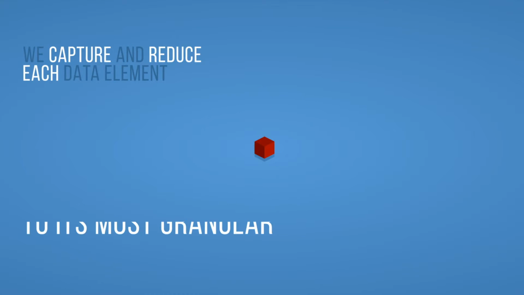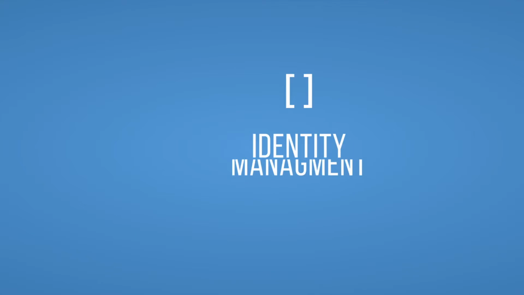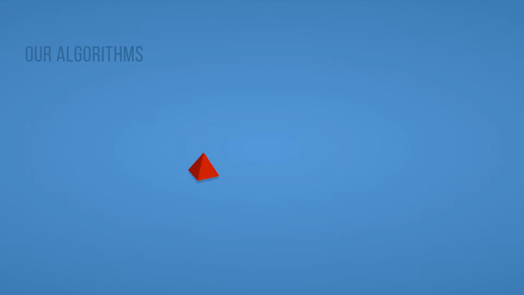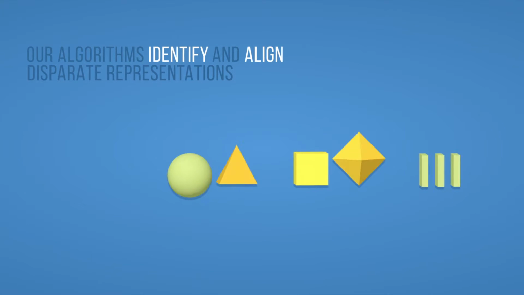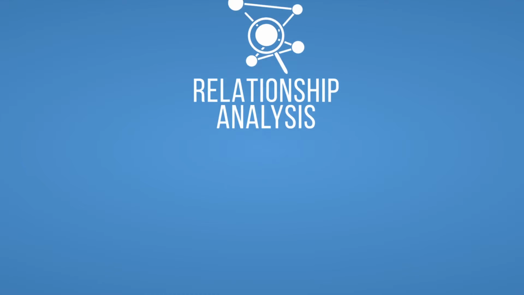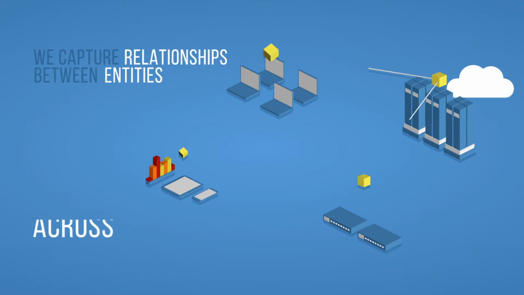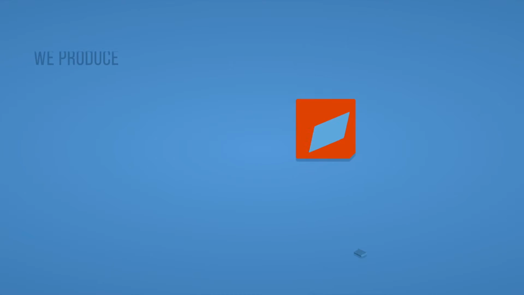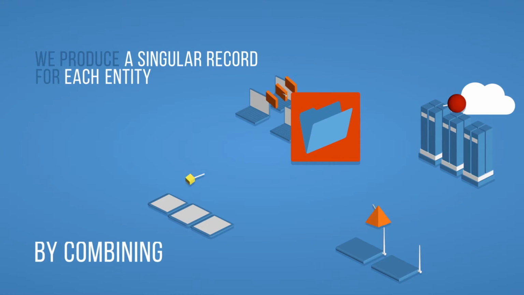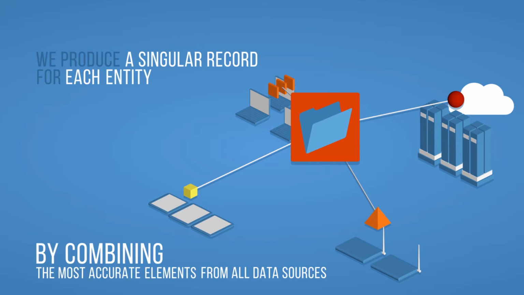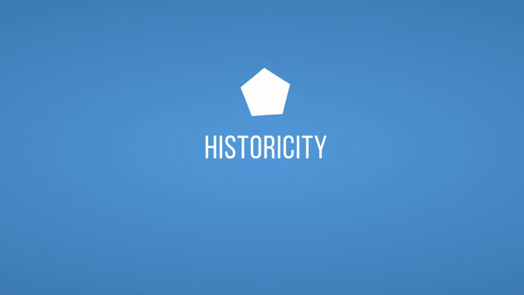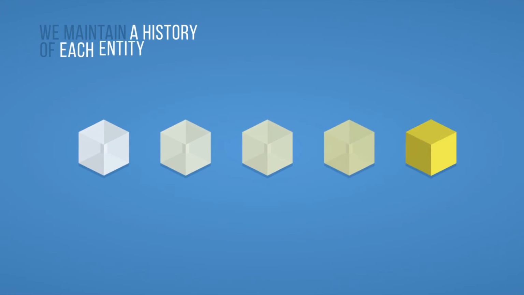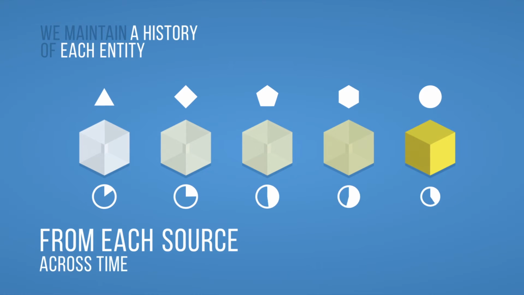Atomization. We capture and reduce each data element to its most granular form. Identity management. Our algorithms identify and align disparate representations where they exist. Relationship analysis. We capture relationships between entities across data sources. Purification. We produce a singular record for each entity by combining the most accurate elements from all data sources. Historicity. We maintain a history of each entity from each source across time.